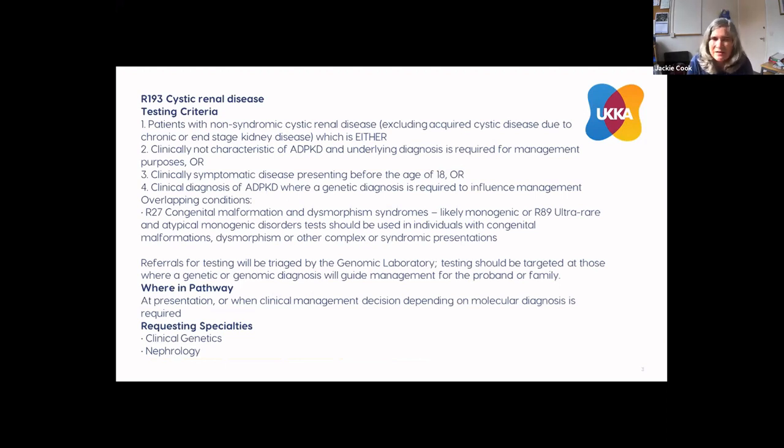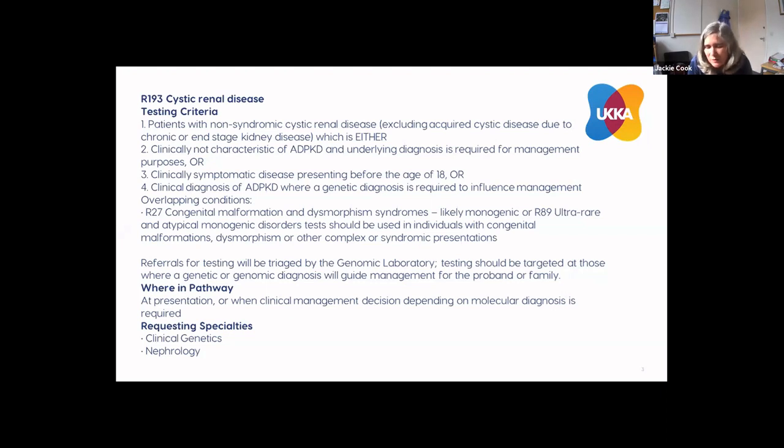this is the clinical indication for ordering genetic testing for renal cystic disease. You notice it's got an R number, R193. Each clinical indication in the testing directory has an R number, and I'll come back to that because it is something that you need to remember. So the testing criteria currently for testing in cystic renal disease, there are 4 criteria. The first is for patients who have got non-syndromic cystic renal disease and that are atypical, so they are not clinically characteristic of ADPKD.